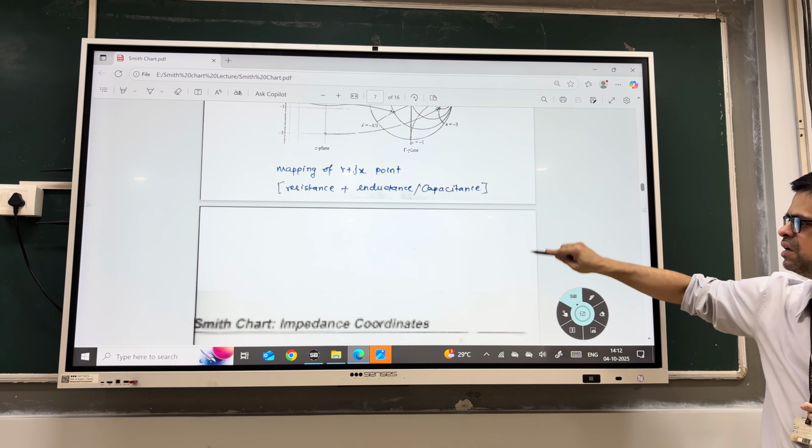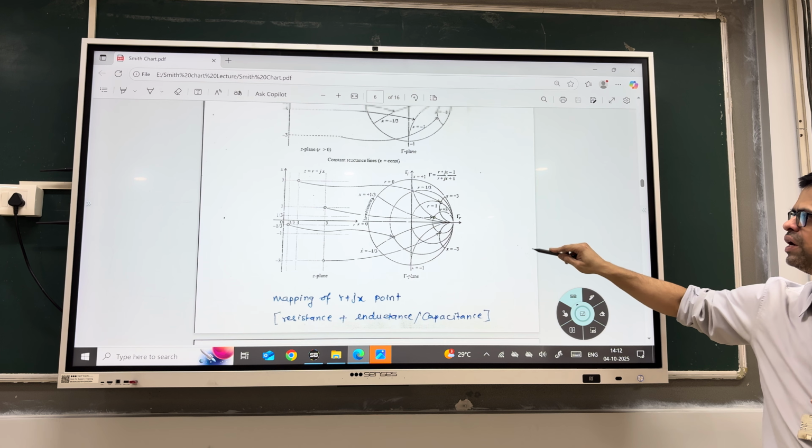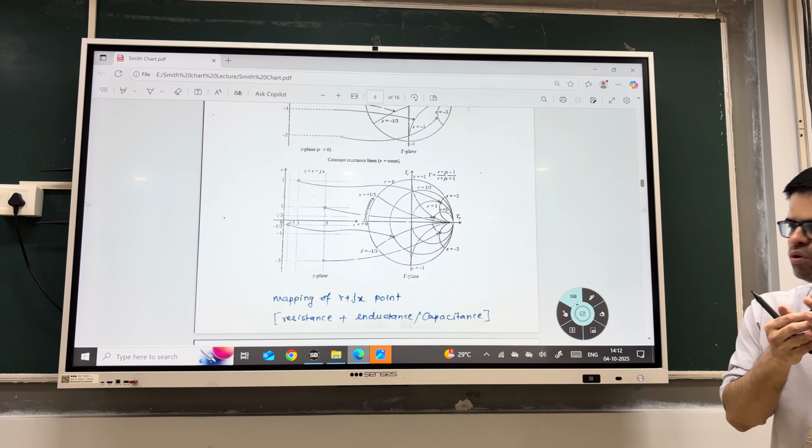So these are all the things we are going to do in the next lectures using the Smith chart.